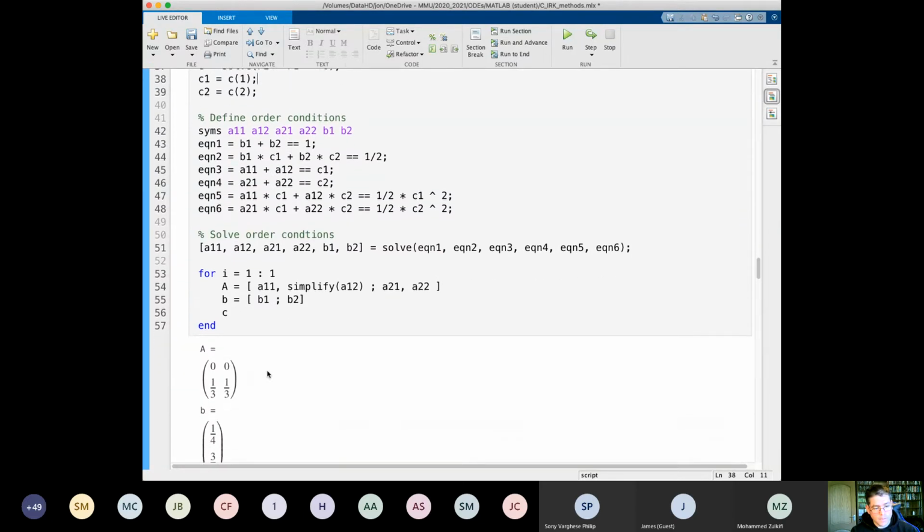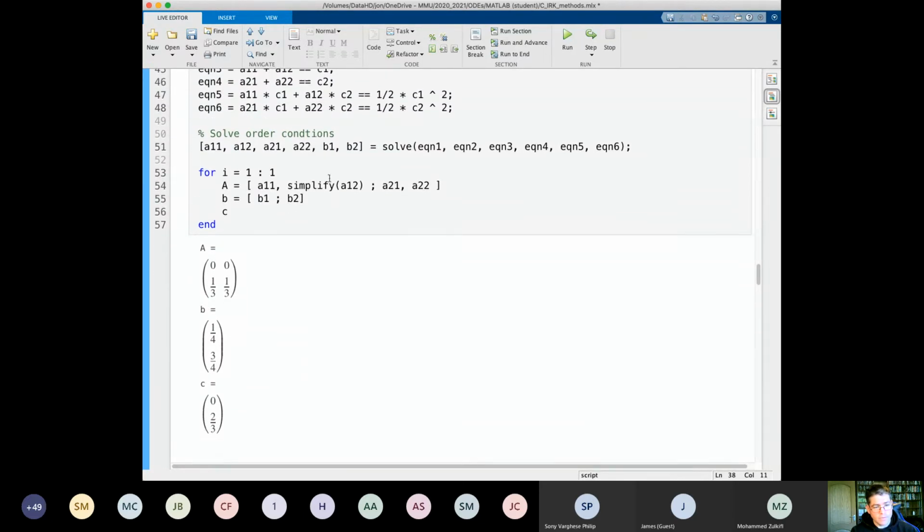There we go. Right. So there we have the type 1A order condition. That's your Butcher tableau, or the elements of your Butcher tableau. We probably didn't need that simplify in there. Let's just check. Yep, that worked out okay.